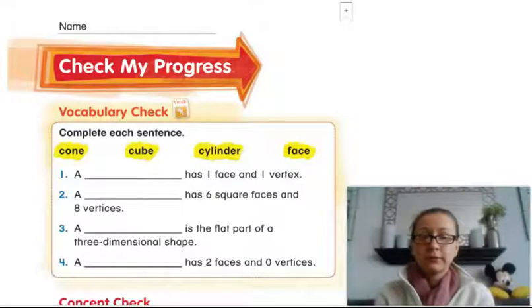Number 2, a blank has 6 square faces and 8 vertices. Number 3, a blank is the flat part of a 3-dimensional shape. Number 4, a blank has 2 faces and 0 vertices.